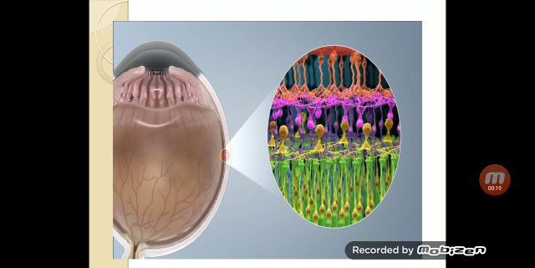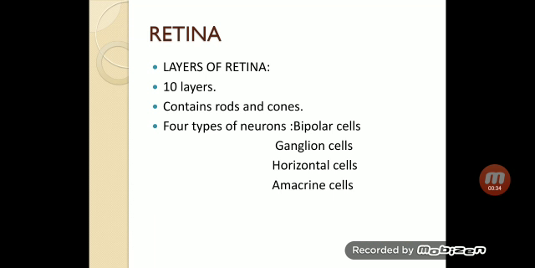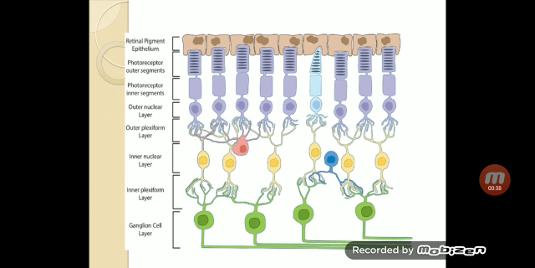This is an animated image of an extrafoveal region of the retina. Retina consists of 10 layers. It contains the rods and cones, which are the visual receptors, and it has four types of neurons that are the bipolar cells, ganglion cells, horizontal cells, and amacrine cells. So, this is the extrafoveal region of retina.